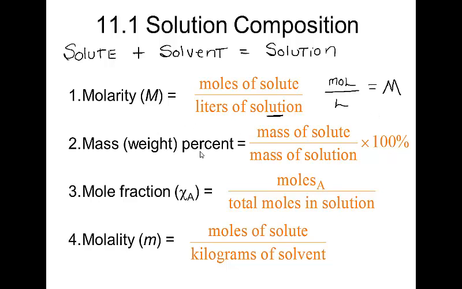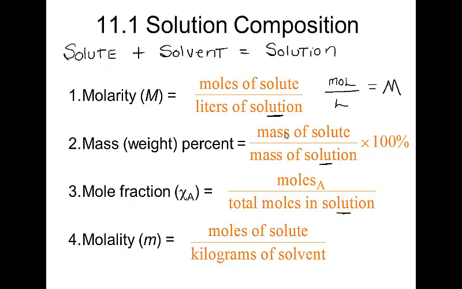Mass percent, real simple: mass of the solute, which is usually the smaller quantity, over mass of the solution. The mass of the solution is the mass of the solute plus the mass of the solvent, times 100. You've done percent before. Mole fraction, we had in the gas law chapter, a pretty similar computation, but this time you're dealing with moles of a particular solute over total moles in solution.